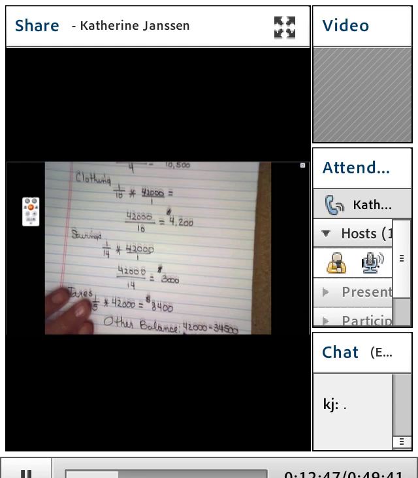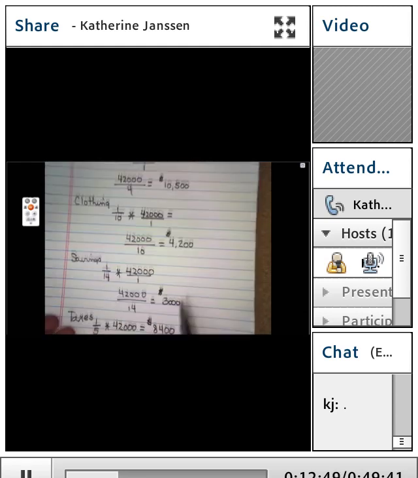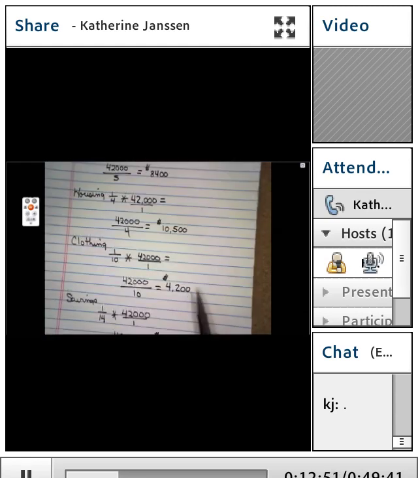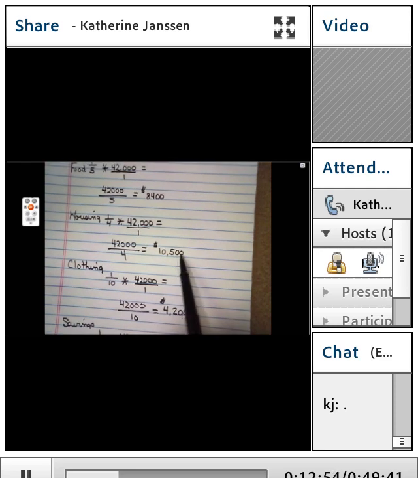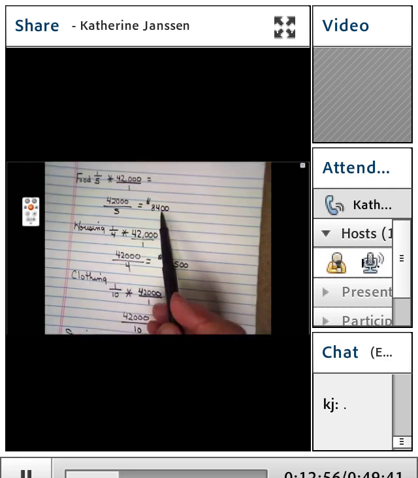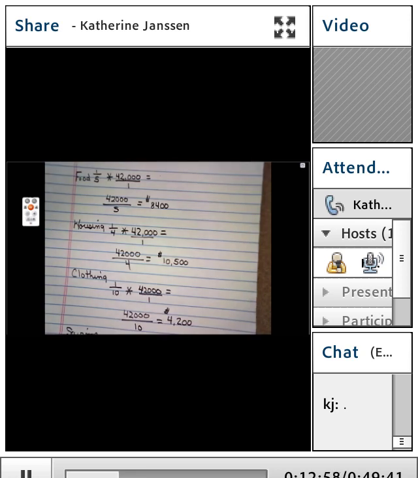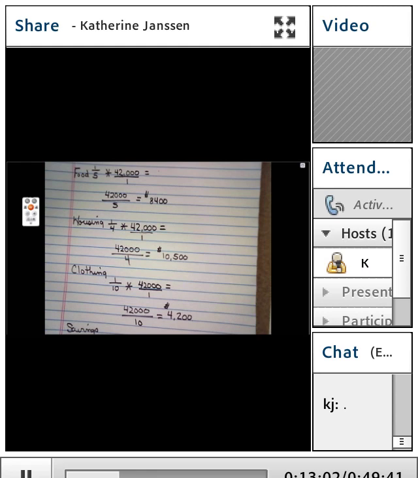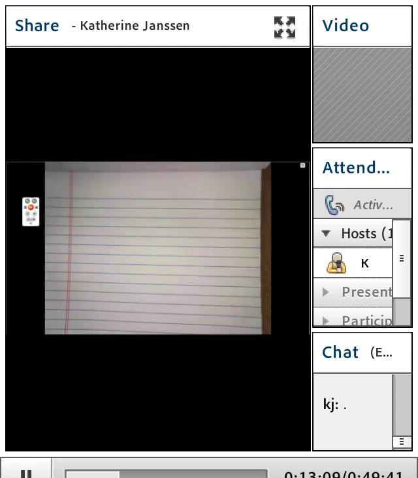Taxes was $8,400. Savings $3,000. Clothing $4,200. Housing $10,500. And food $8,400 for a total of $42,000. Multiplication of fractions is a piece of cake. Multiply the numerators, multiply the denominators, and simplify if you can.